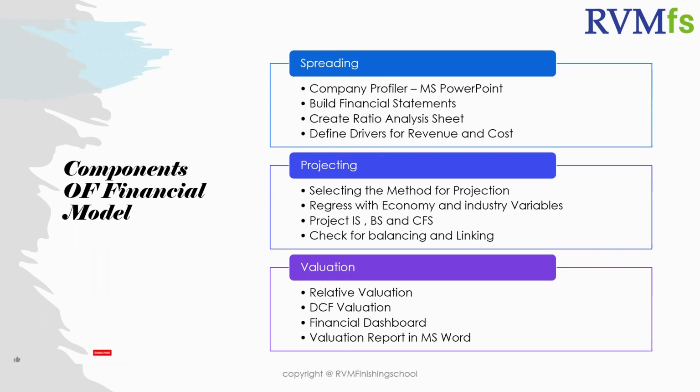Once I finish this, I'll take you to the class model which is running right now. Then we'll project the income statement, balance sheet, and cash flow. We'll check for balancing and the linking of the model, whether the entire model is linked and balancing. The last part would be our valuations. We'll talk about two methods of valuation, the relative and the DCF, ending up with a financial dashboard and valuation reports. So this is a walkthrough of the entire model.